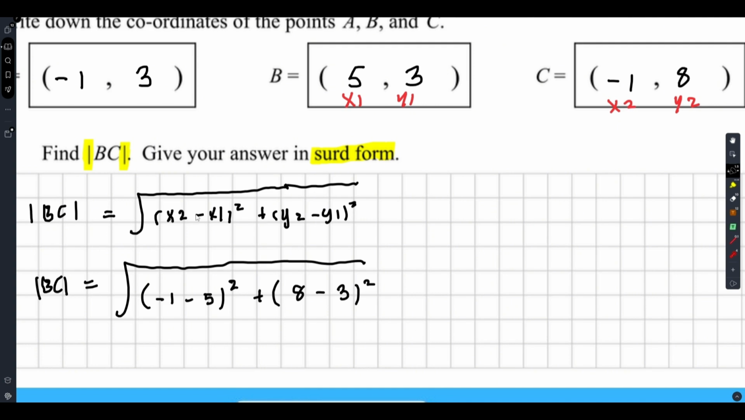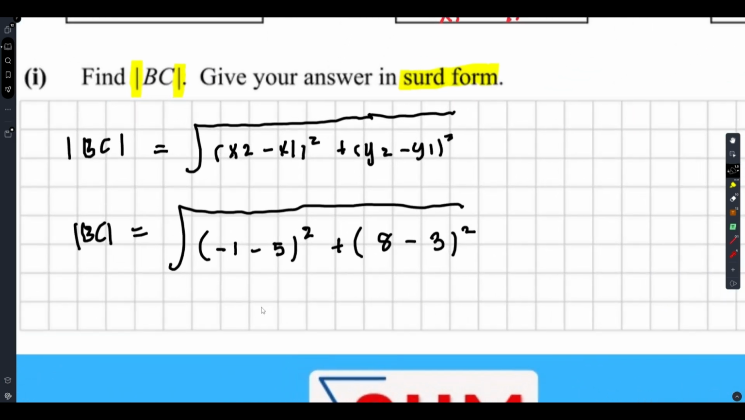Now, you can put this all in your calculator, but it is good to see because students get confused with the square root and what's going on here. So I want to show it. So what do we have here? Well, -1 minus 5, what is that? -1 minus 5. What can this bracket become?